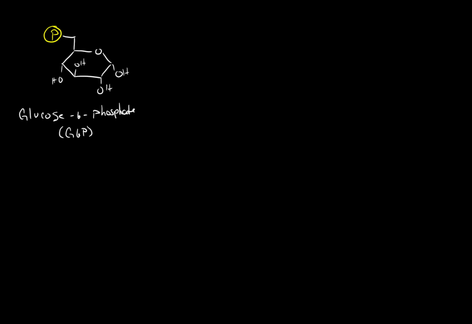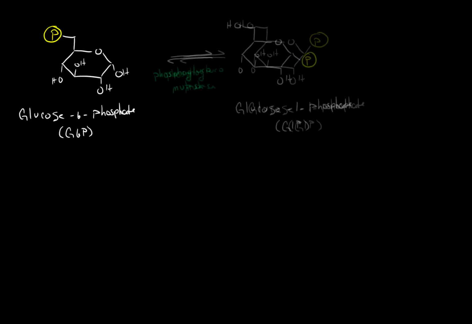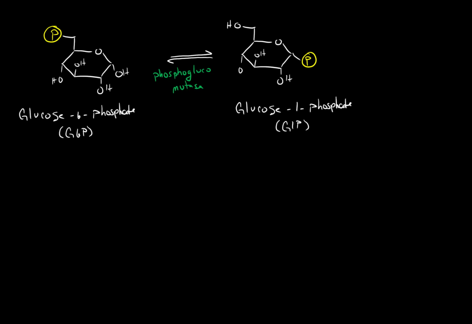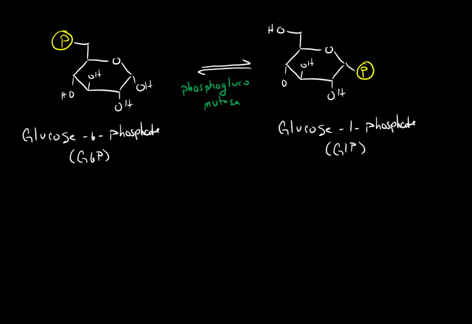This process starts off with glucose 6-phosphate, which is the second molecule found in the process of glycolysis. Glucose 6-phosphate is converted into glucose 1-phosphate in an isomerization reaction using the enzyme phosphoglucomutase. So the only thing that's happening here is the phosphate group on the 6th carbon is being transferred to the 1st carbon. We go from glucose 6-phosphate to glucose 1-phosphate.